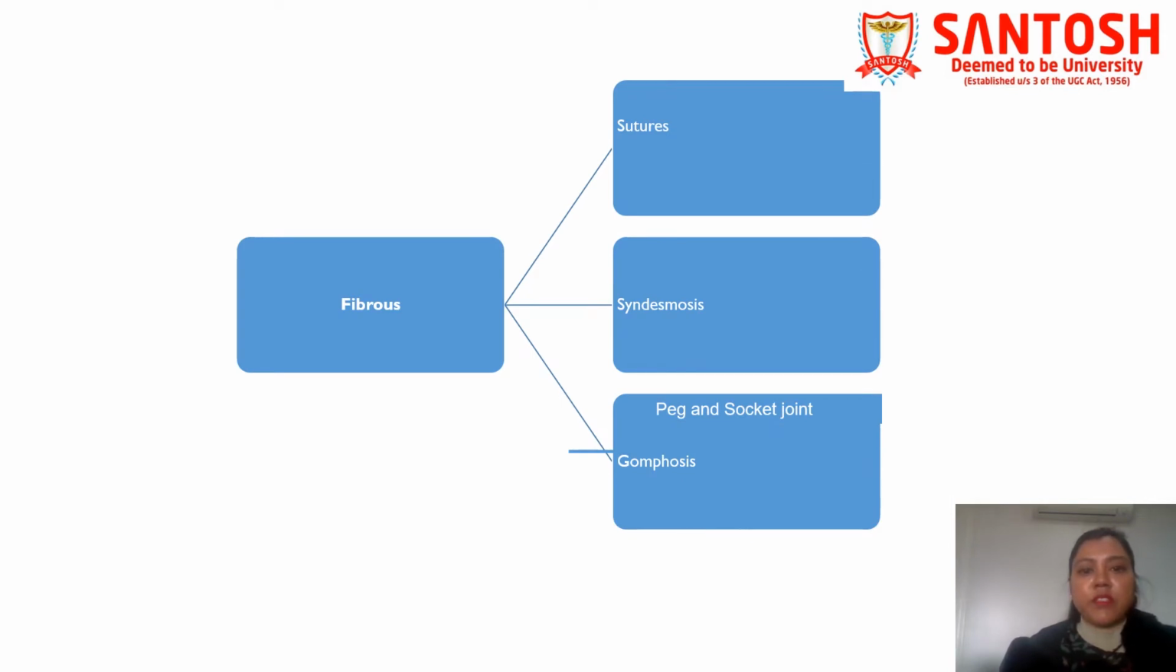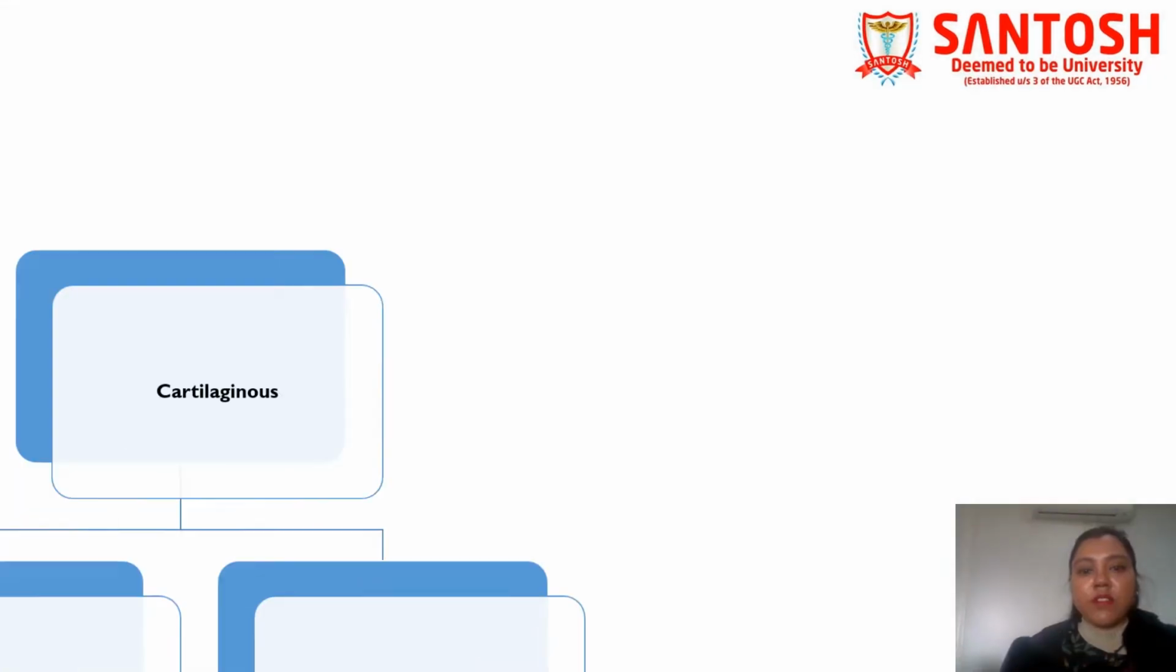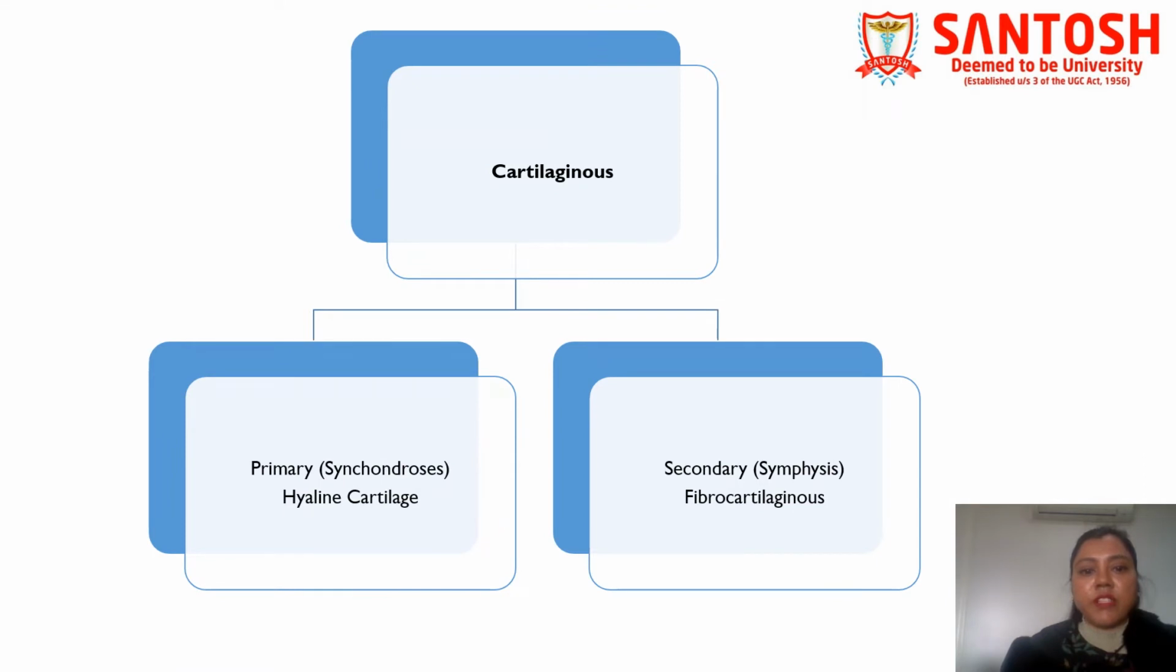So fibrous joints. The subtypes of fibrous joints are the sutures, syndesmosis and gomphosis. Cartilaginous joints are the primary cartilaginous joint and the secondary cartilaginous joint, which is the fibrocartilaginous joint. Primary cartilaginous joints are covered by hyaline cartilage.